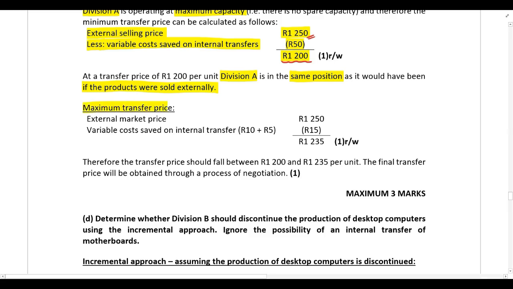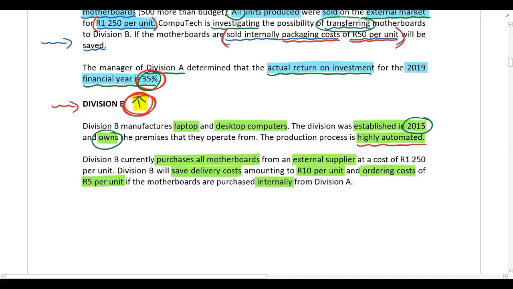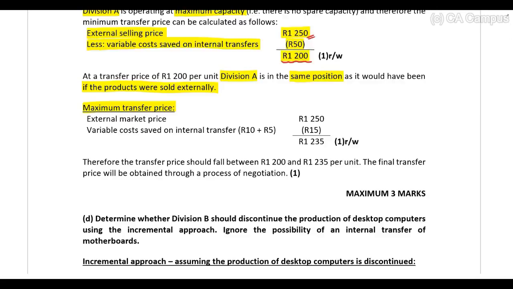Then, how do we calculate the maximum transfer price? Remember, there are different calculations depending on whether the product can be purchased on the external market or not. Here there is an external market. We know that Division B is currently purchasing the motherboards on the external market. So if there is an external market, you take that external market price, which is 1,250 Rand per unit, and then once again you need to deduct any variable costs that would be saved if Division B purchased the motherboards from Division A. So they would save delivery costs of 10 Rand per unit, and they would also save ordering costs of 5 Rand per unit. So take that into account, and that will then give you the maximum transfer price.